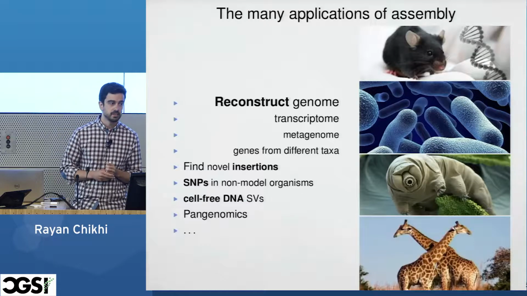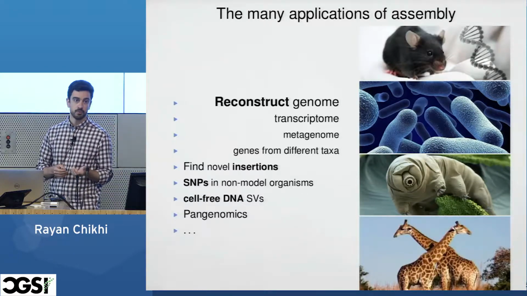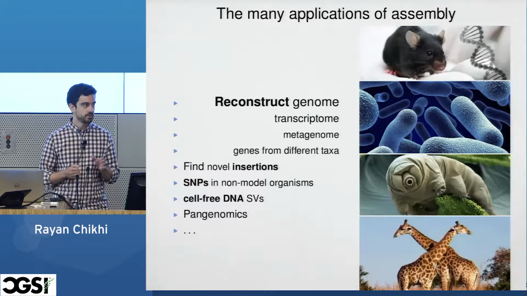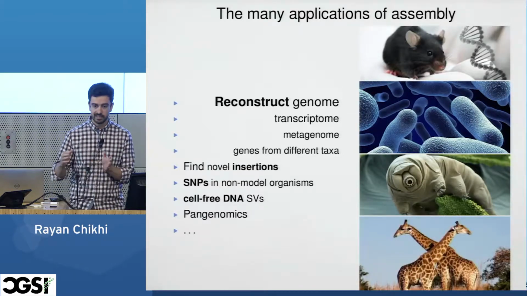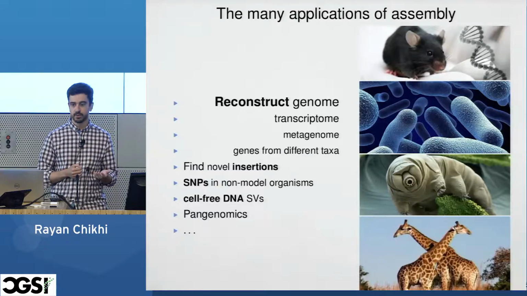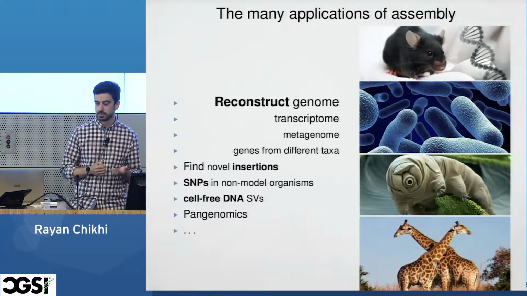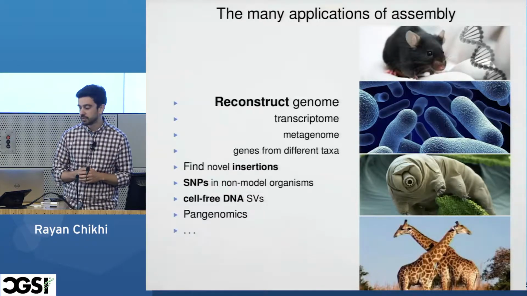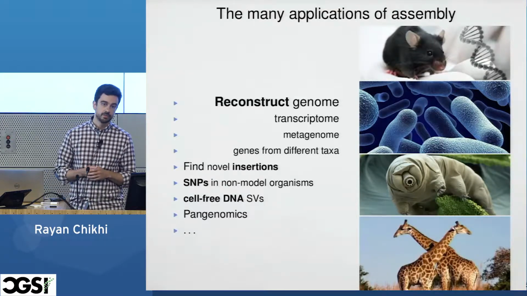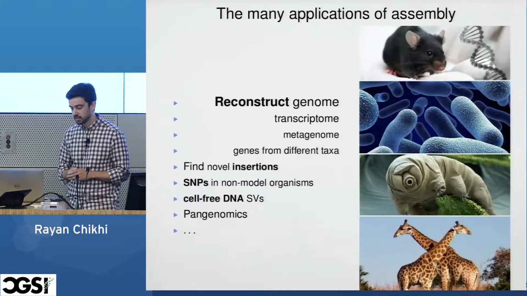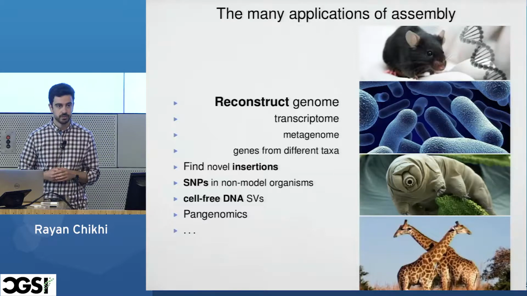It has many applications. The most obvious one is to reconstruct genomes or transcriptomes. Metagenomes are just genomes from related species. It also has side uses which are no less important, such as finding novel insertions, or SVs, as Mike talked about this morning, finding SNPs inside non-model organisms, analyzing cell-free DNA, as Faraz was talking about in the retreat last week, doing pangenomics, and probably a few other applications as well.